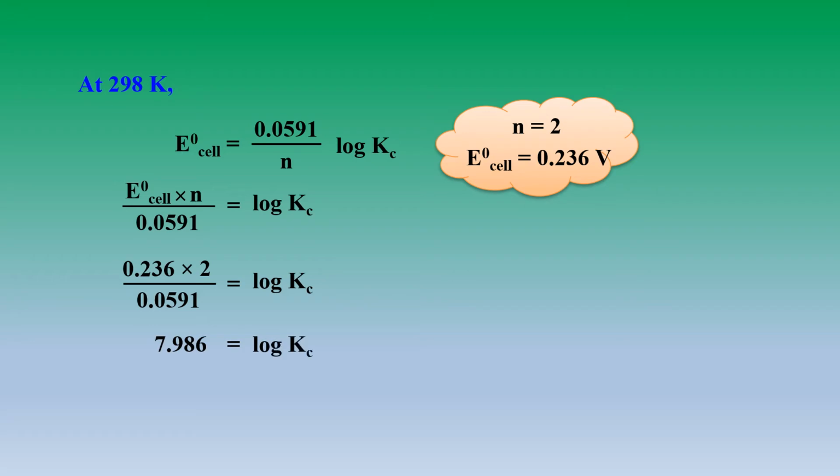Simplify it, it will become 7.986, which is equal to log Kc. But we want Kc, so Kc is equal to the antilog of 7.986. If you take the antilog of 7.986, you will get the value as 9.683 into 10 to the power 7. This is the Kc value. How to find the antilog was already discussed in the class. So the Kc value is 9.683 into 10 to the power 7.